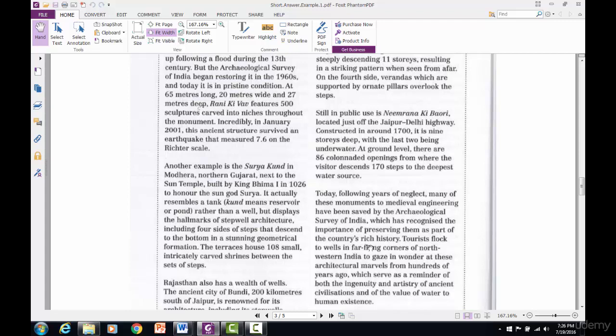Tourists flock to step wells. So here we have another instance of them taking information from 2 sentences in the passage and combining them into 1 sentence for a question. But if we want to know who are frequent visitors nowadays, it's tourists. Tourists flock to step wells, so our answer is tourists, because that's a group of people.